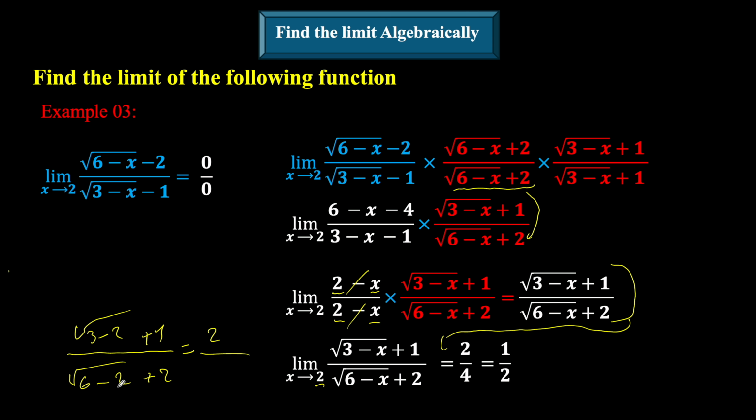6 minus 2 is equal to 4, the square root of 4 is equal to 2, so 2 plus 2 is equal to 4, and finally if you divide 2 by 2 and 4 by 2, it is equal to 1 over 2. Okay, that's why. So finally the limit is equal to 1 over 2.